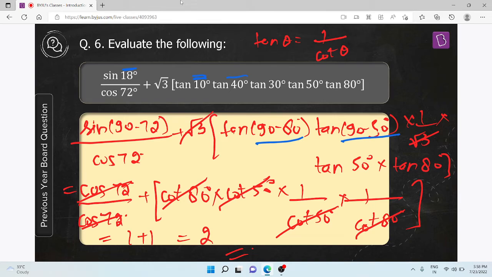So sin (90 minus theta) is always equal to cos theta, so it will be cos 72. Root 3 into root 3 is cancelled out. Tan (90 minus theta) again is cot theta: cot 80, and tan (90 minus 50) is cot 50. We can use the reciprocals: tan 50 as 1 by cot 50, tan 80 as 1 by cot 80. All multiplication terms will be cancelled out. This term is left with only 1, this one also only 1 is left. 1 plus 1, it will be 2 is the answer. Okay, Shreya? Thank you so much.